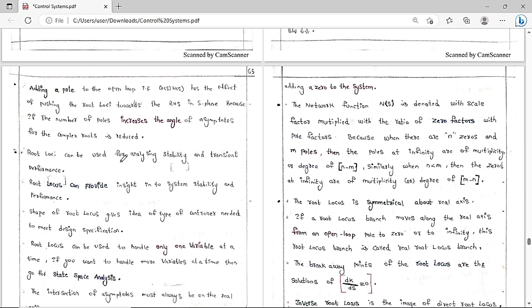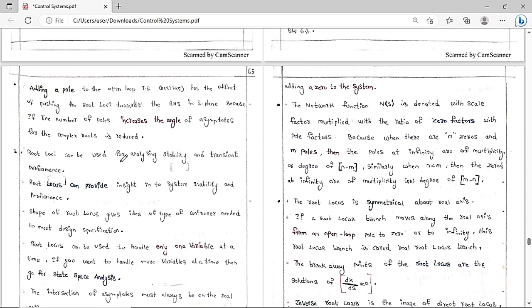Then, the shape of the root locus gives an idea of the type of controller needed to meet the design specification. Just by seeing the shape of the root locus, we can have an idea of what type of controller we need to use in order to meet the design specifications.